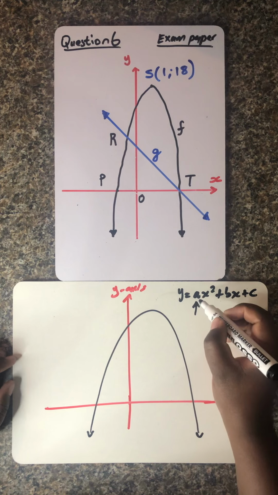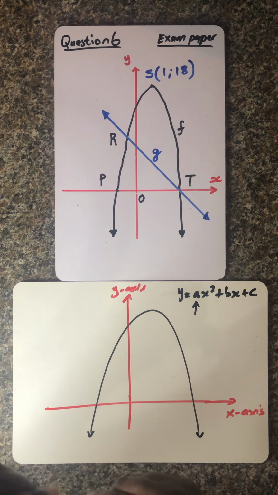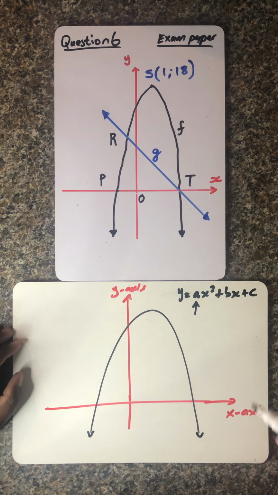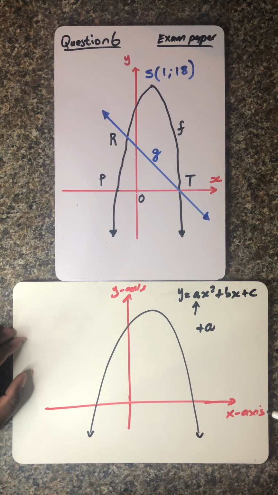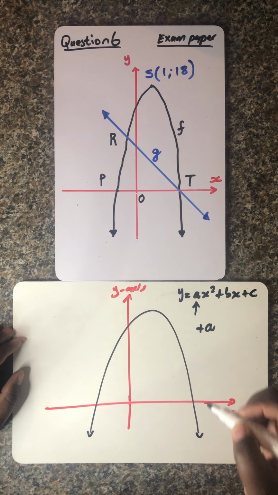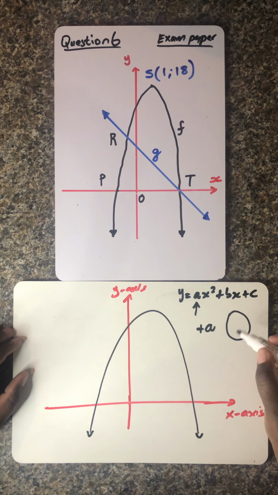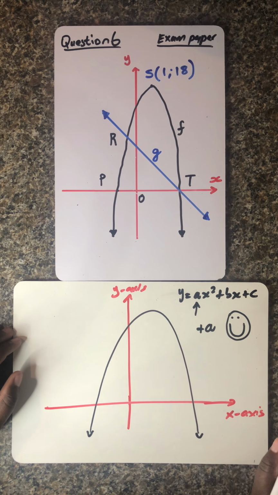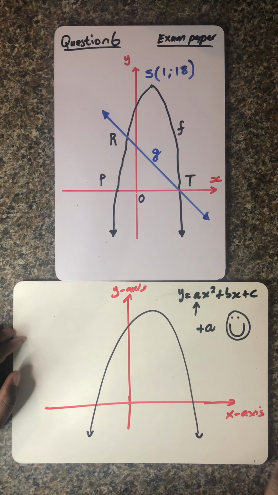So ladies and gentlemen, our a tells us more about the shape of our parabola. Okay, in case we've got a positive value of a, because it's a positive value, it means our graph should be smiling. How do we represent that smiling graph? Because a is positive, our graph should take that shape.